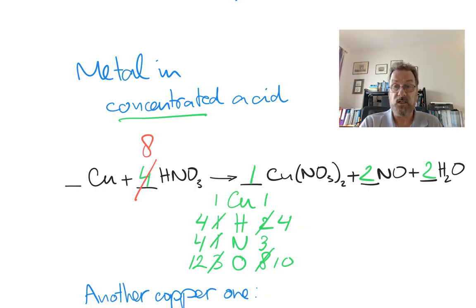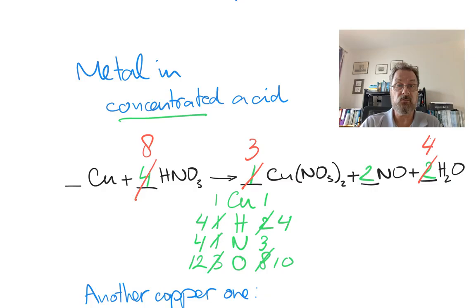Gets me 4 extra hydrogens. But if that goes up to 8, then how many copper nitrates? I can't use anything else. So let's try to put this to 3. So we use all those nitrates for that one, okay? That should mean that my NO stays the same. And my water now goes up to 4 because I've got 4 extra hydrogens.